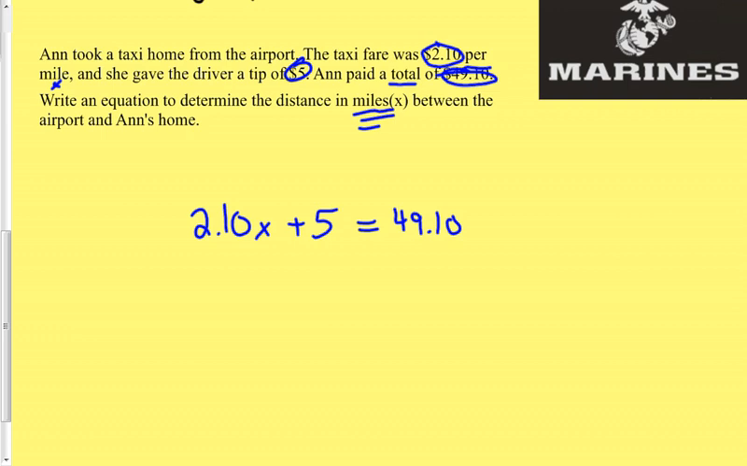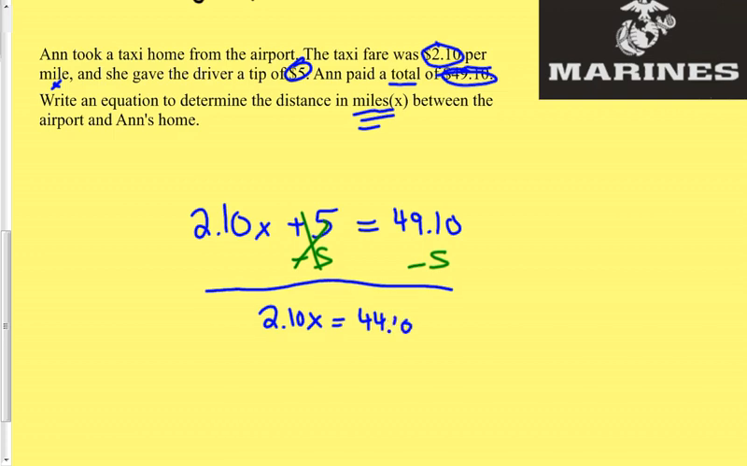So I'm going to do first inverse operation, what's not attached to the x. So minus 5 here to get rid of the plus 5. Minus 5 here. So when you bring that down, we have 2.10x equals 44.10. And then our last inverse operation would be dividing by 2.10 on both sides. So I get x all alone.